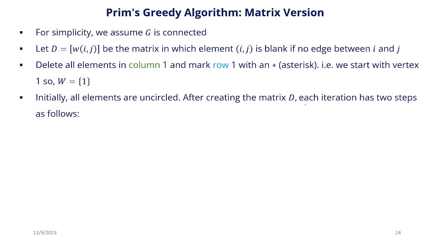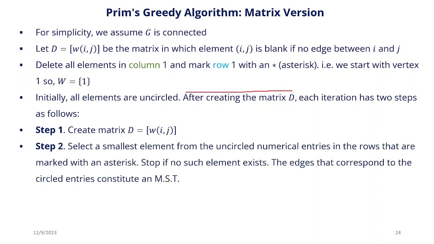After creating the matrix D, each iteration has 2 steps as follows. Now the first step is to create the matrix. This is not the 2 steps we are talking about. I mean, after creating the matrix, there are other 2 steps. So these are the next 2 steps. Step 2: Select the smallest element from the encircled numerical entries in the rows that are marked with an asterisk. Stop if no such elements exist. The edges that correspond to the circled entries constitute a minimum spanning tree.